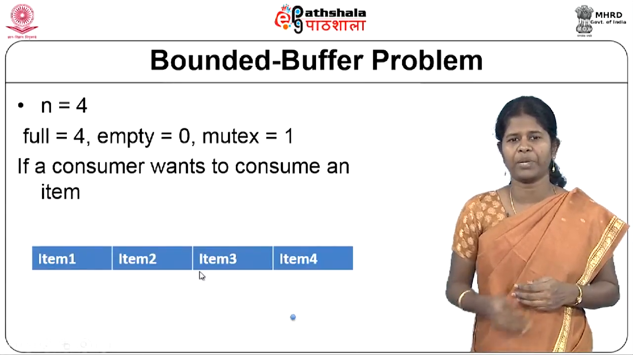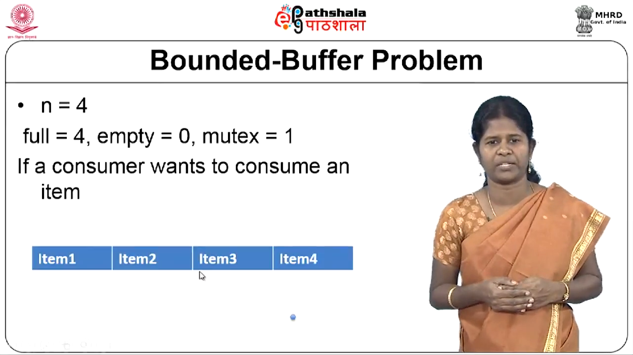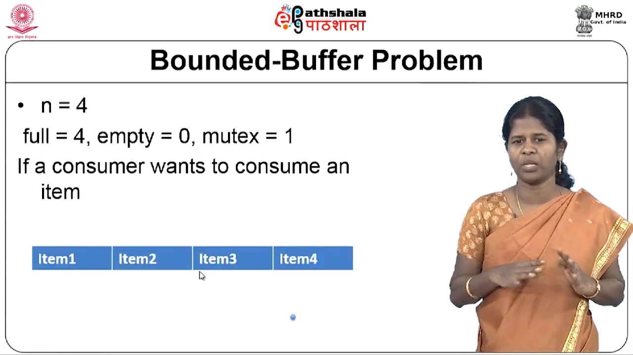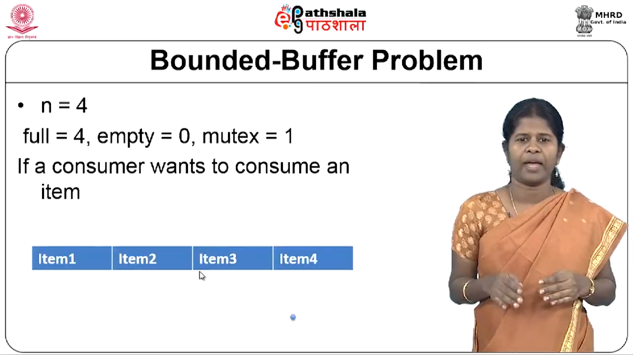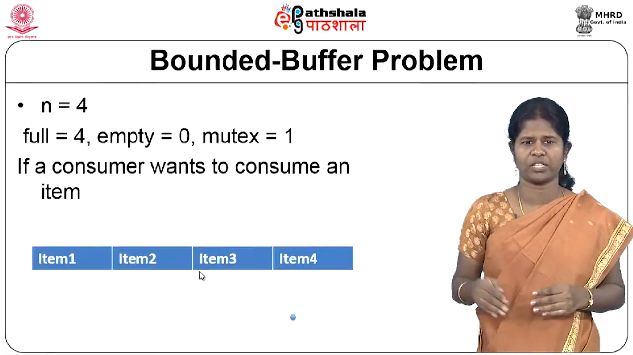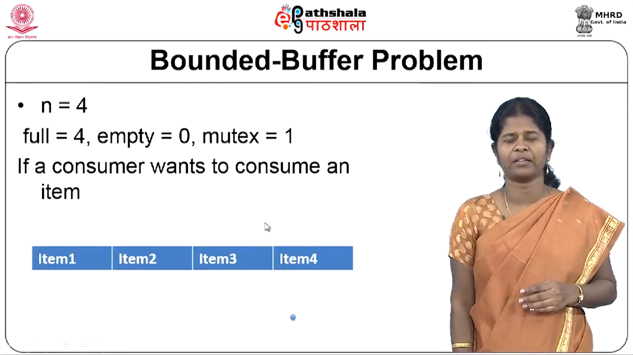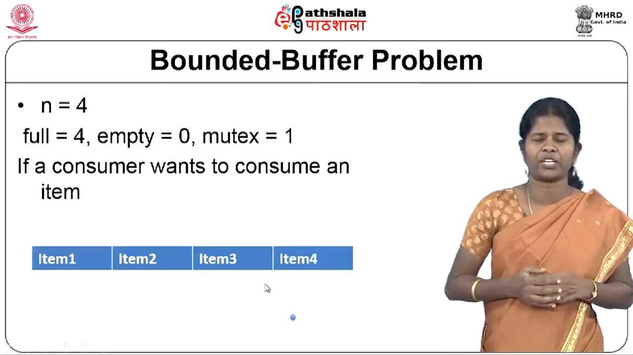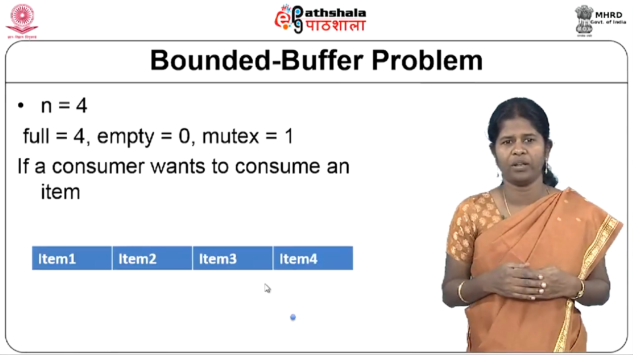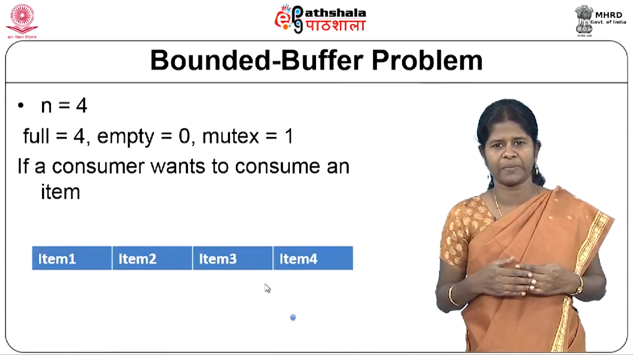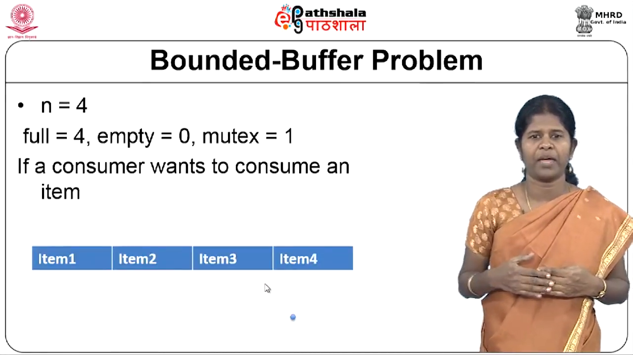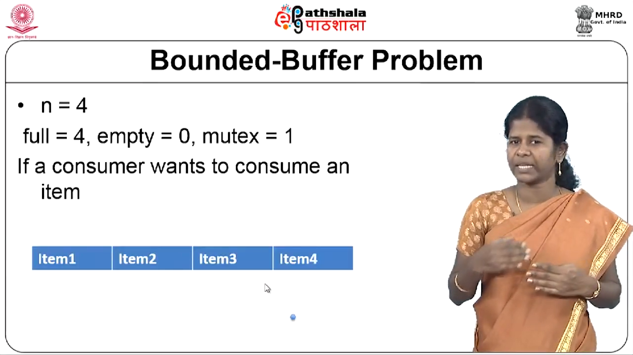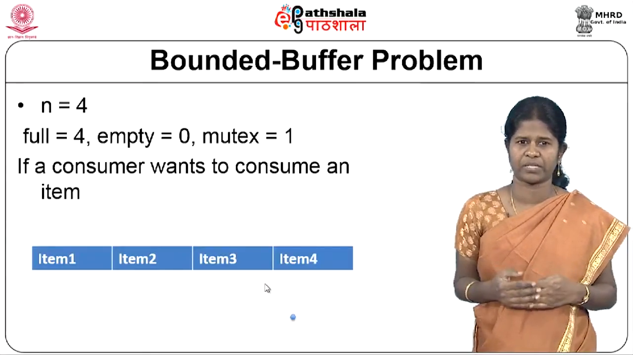Now, we will see what happens if a consumer wants to consume an item. So, now all the buffers are full and the consumer wants to consume an item. What is the algorithm for the consumer process? The consumer will wait on full and then it will wait on mutex, then consume the item. After consuming the item, it will signal empty and signal mutex.